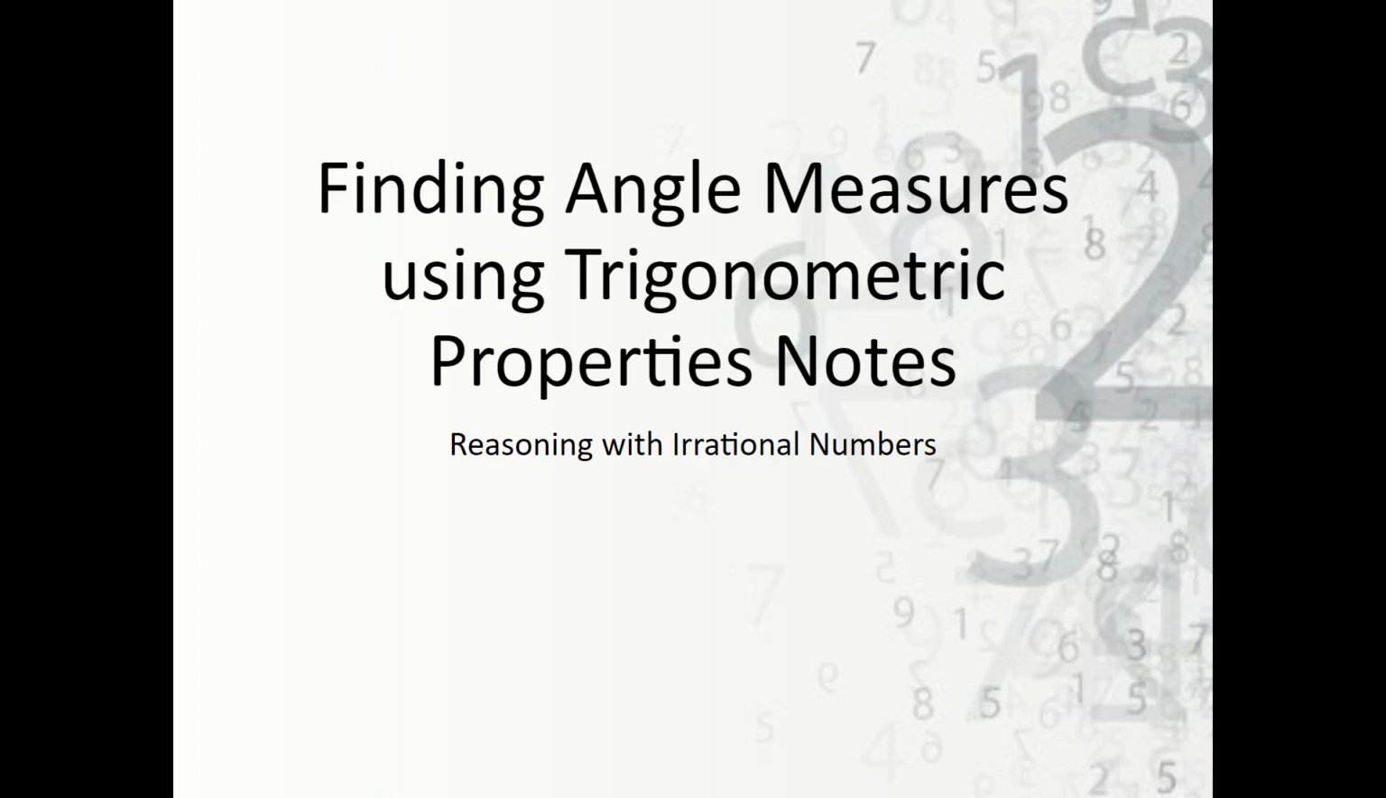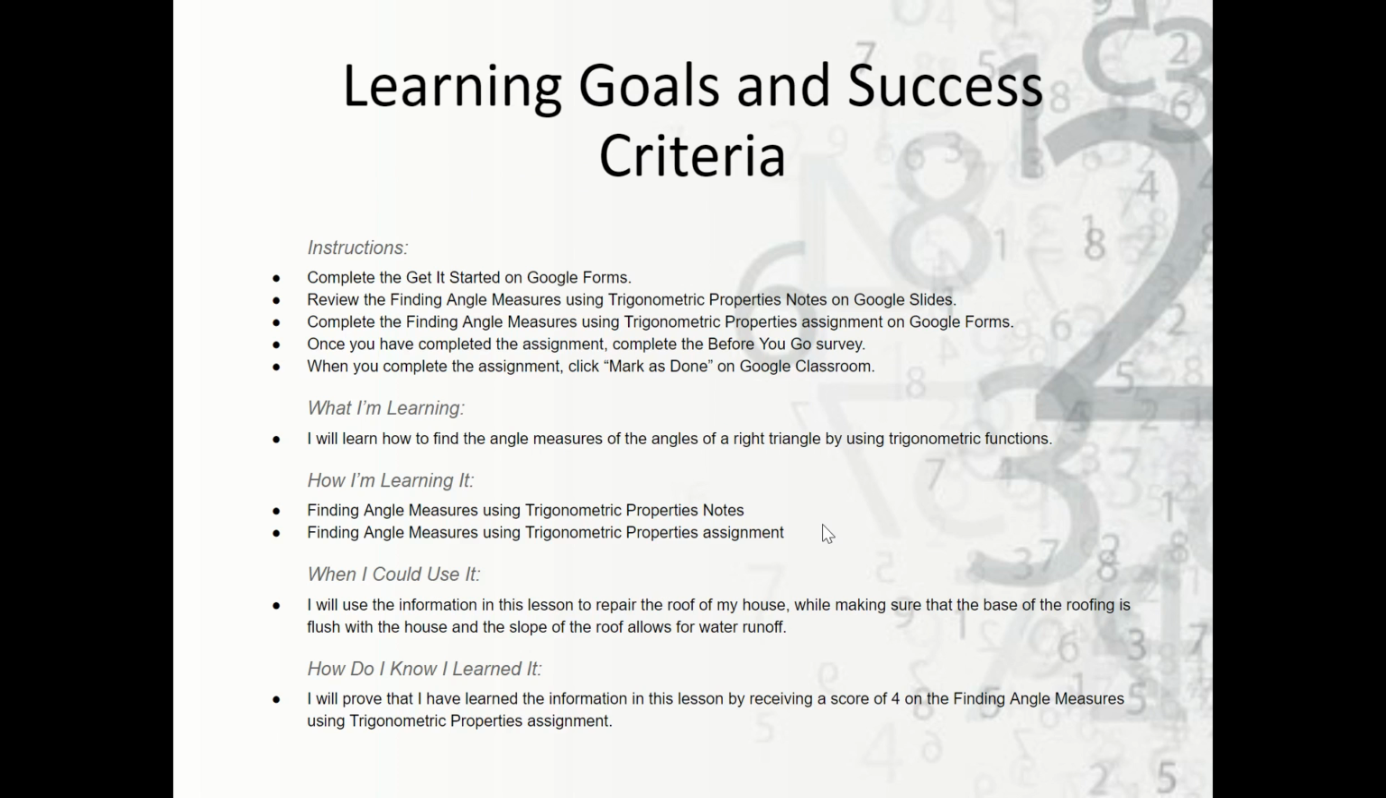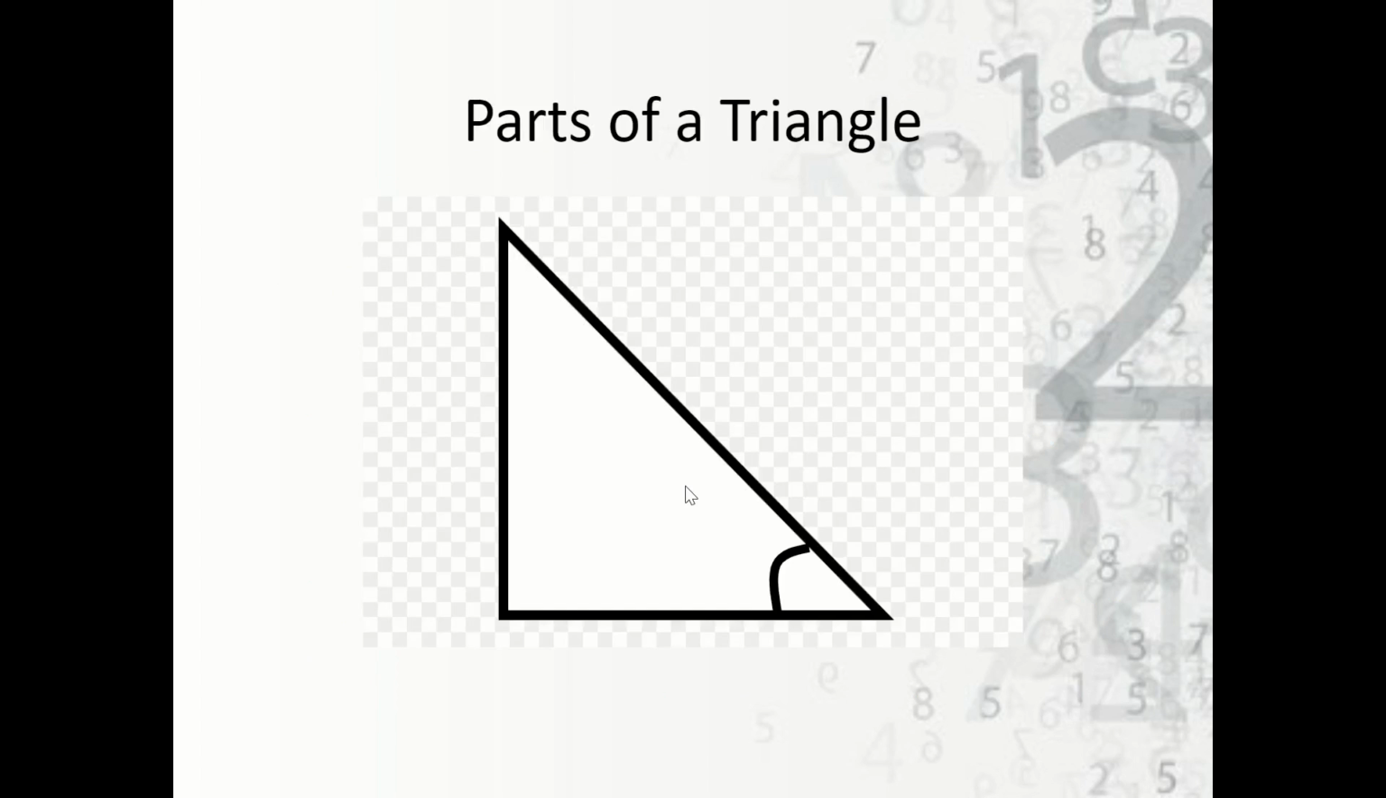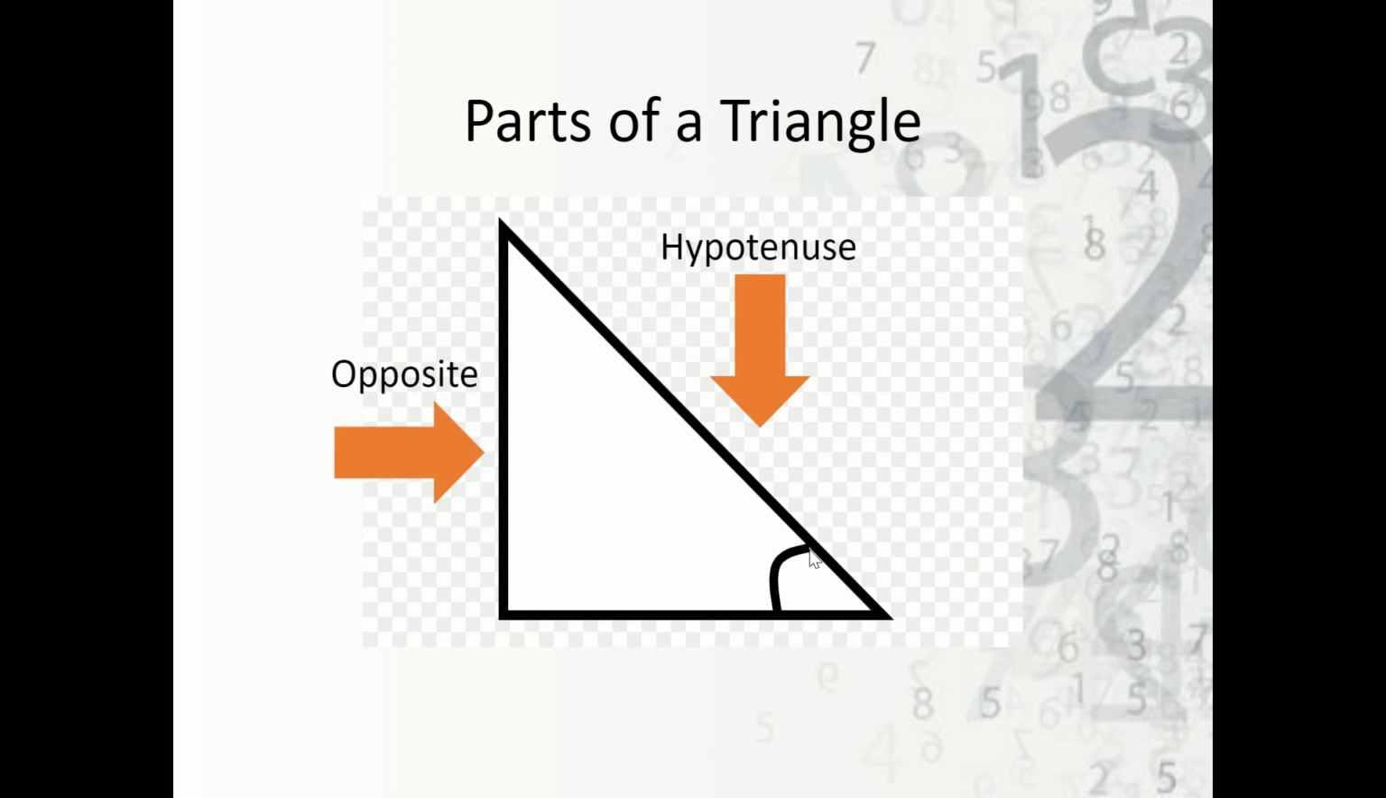Let's take a look now at the finding angle measures using trigonometric properties notes. Our notes begin with the learning goals and success criteria. Now, what are the parts of a right triangle? Well, if you notice, a right triangle has 3 sides, and this is our 90-degree angle. We call the side opposite of the 90-degree angle, or the longest side, the hypotenuse. Then each of the other 2 sides we call our legs.